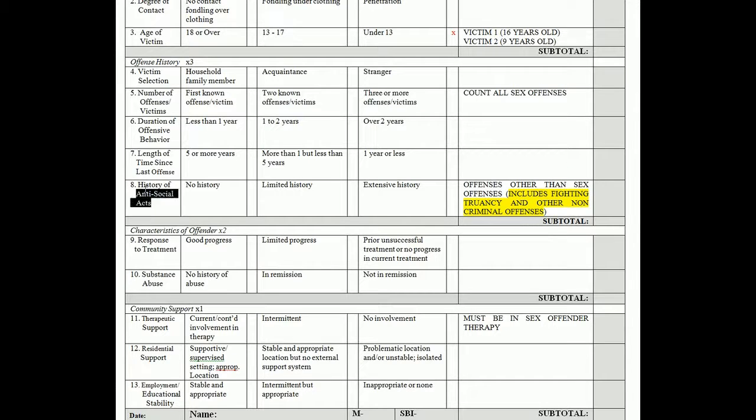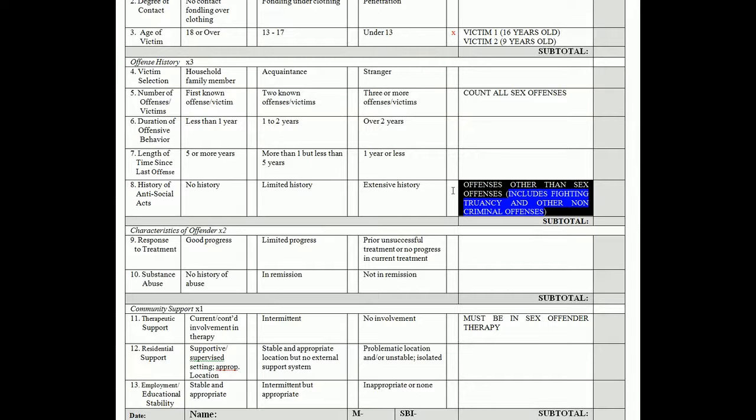And let's take a look now at number 8, history of antisocial acts. This is where we count all of the acts other than sex offenses. Offenses other than sex offenses. And it includes offenses that aren't even criminal, like truancy and maybe fighting. Supposing there are records from the jail and the sex offender was disciplined for fighting, or it involves a young person who is in high school and there are multiple acts of truancy or disrespect to teachers or something like that, they would be considered antisocial acts and you would count them.